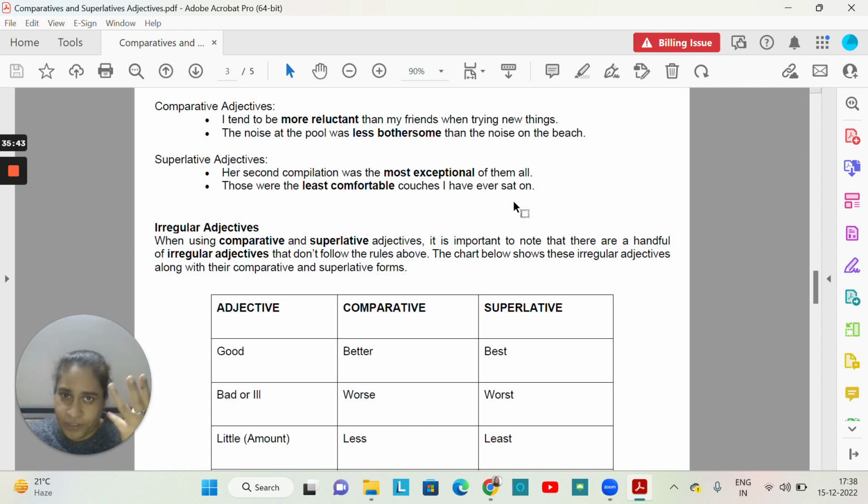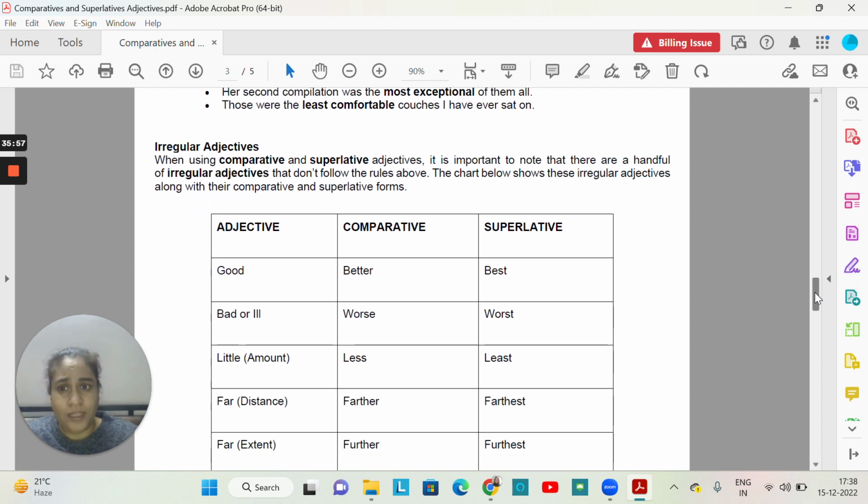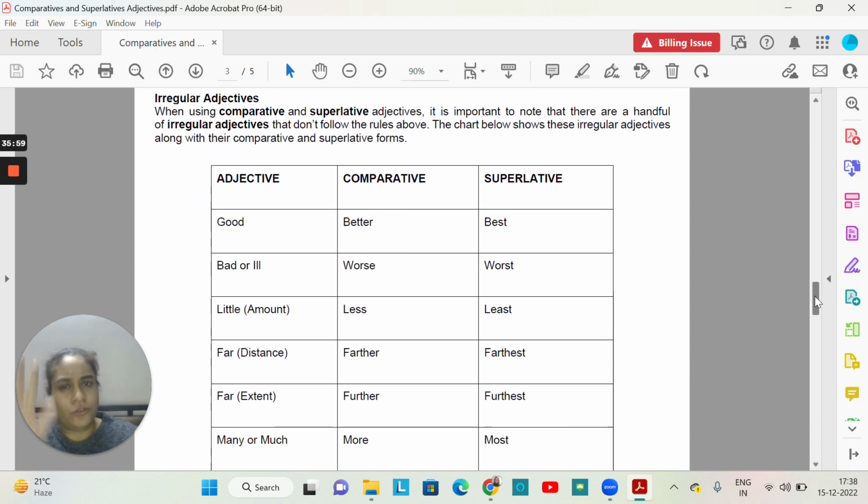Comfortable, 4 syllables. Yes, there are some words where you have 5 syllables also, but the rule will always be the same: more or less for comparative, most or least for superlative. Now there are exceptions over here. We'll go through some of them when we talk about irregular adjectives, such as good, bad, little, far. You can see it over here. They are not your usual words.